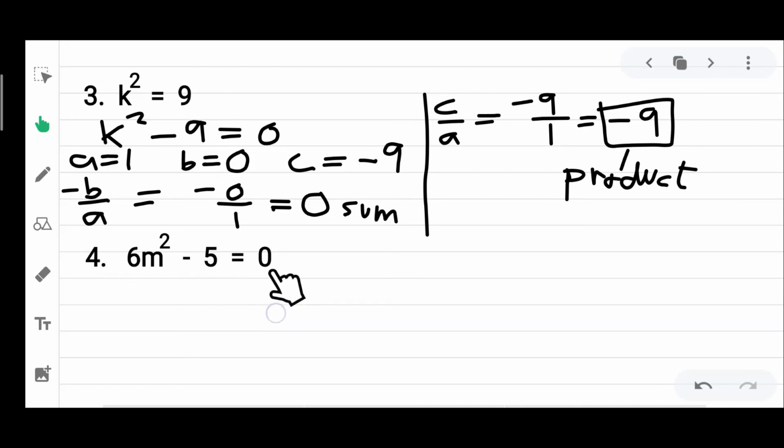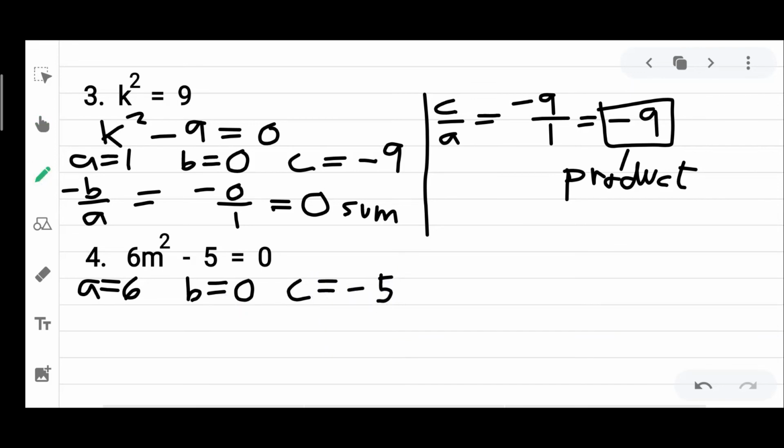So now, for our fourth example, we have 6m squared minus 5 equals 0. So naka-standard form na siya, tama? So now, pwede na natin kunin ang values ng a, b, and c. Ang value ng a natin dito is 6. Ang value ng b kaya natin? Walang value ang b natin kasi walang m. So ibig sabihin, 0 ulit yung b natin. And then yung c natin, which is yung number lang, that is negative 5.